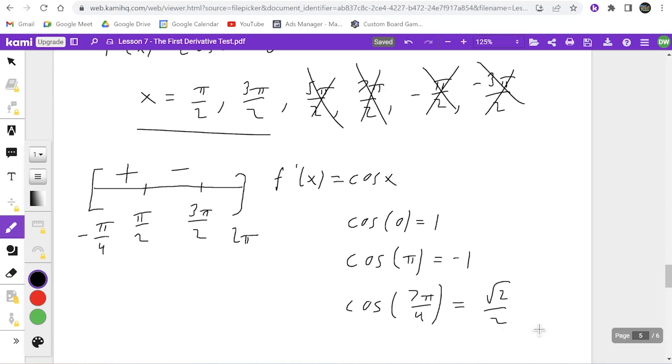And why is it positive? Because cosine is positive in quadrant 4. How do I know that? Because all students take calculus. And if you don't know that acronym, then, well, never mind. That's just confusing to you. It doesn't actually mean all students take calculus.